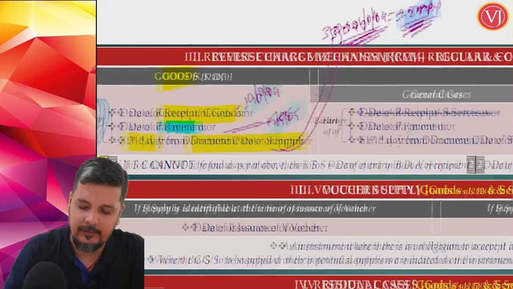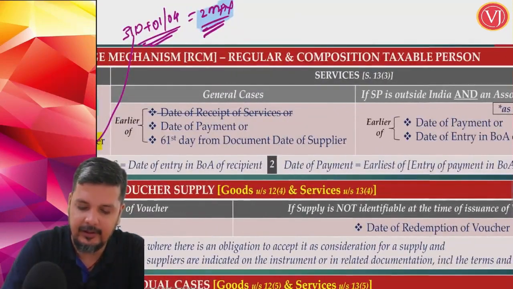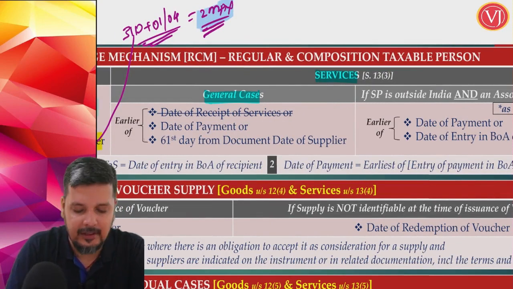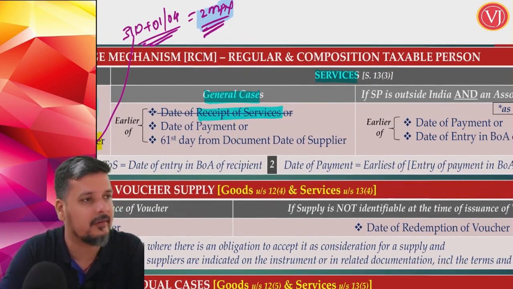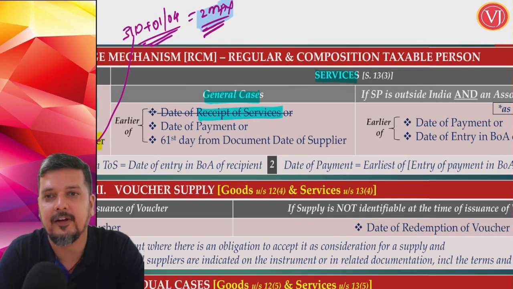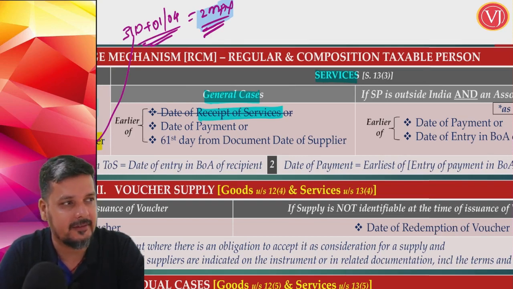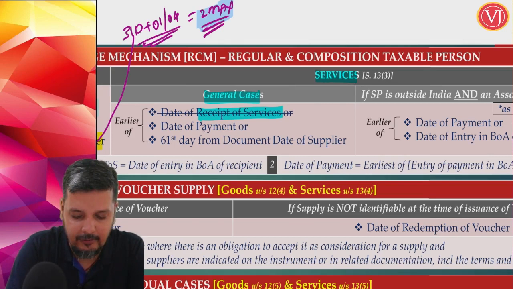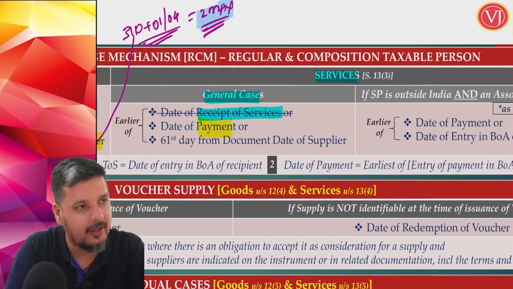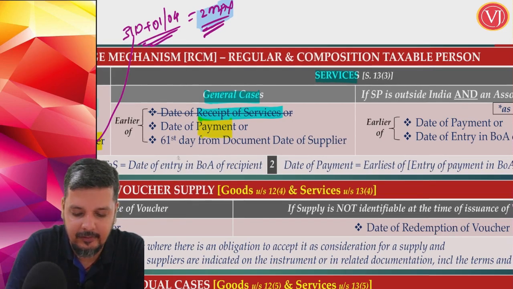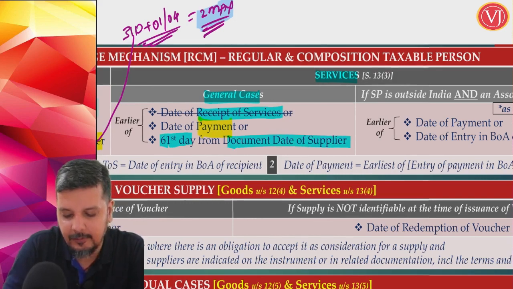Now, what about the service sector? For services, the general case is very similar to goods. In services, you cannot have receipt of services. It is intangible, so it's difficult to find when you have received it. So remove that. What is the other part? The date of payment is there. And 31 days becomes 61 days from the document date of the supplier.